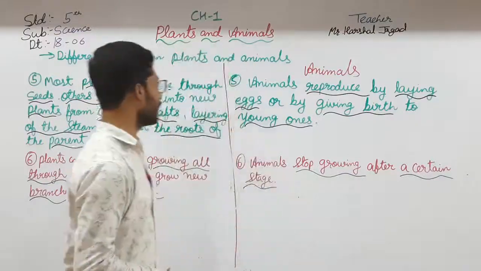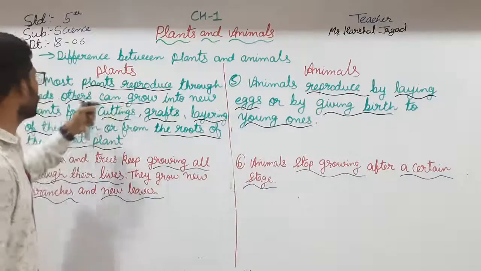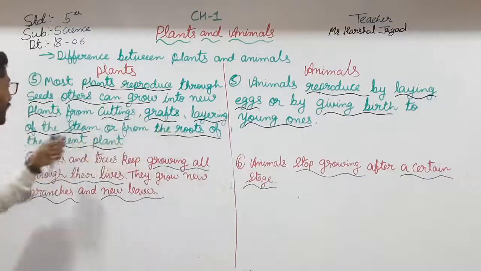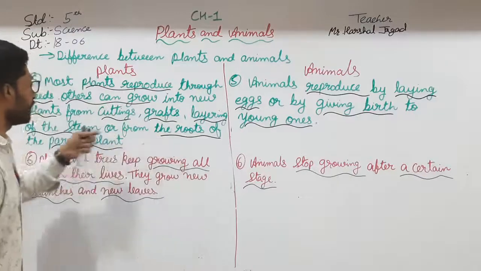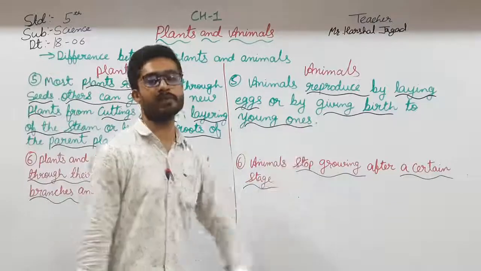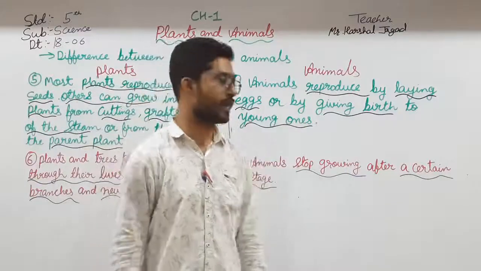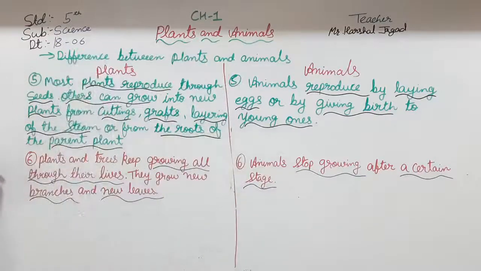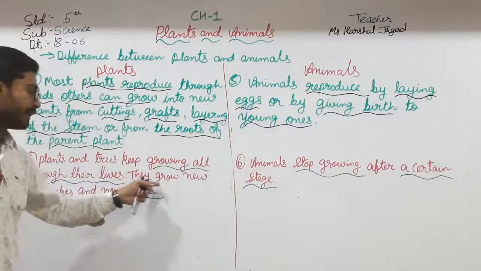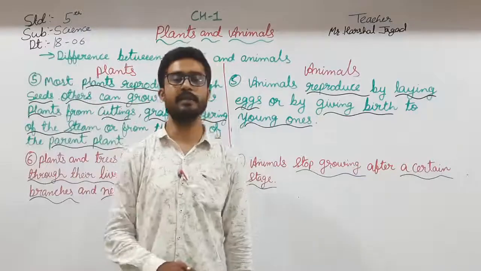And the fifth point was how the plants are reproduced. So the plants reproduce through seeds, and others can grow into new plants from cutting, grafting, layering of the stem, or from the roots of the parent plants. Animals reproduce by laying eggs or by giving birth to the young ones. And plants keep growing all through their life. They grow new branches and new leaves, but the animals stop growing after a certain stage.